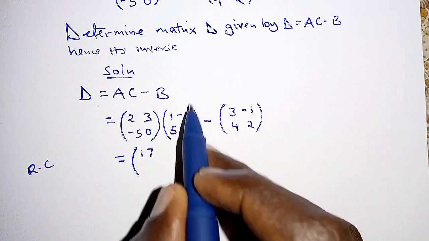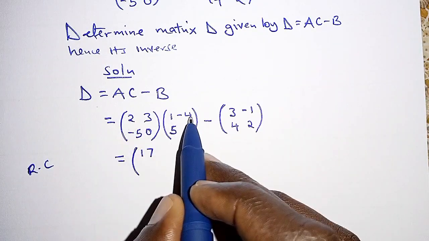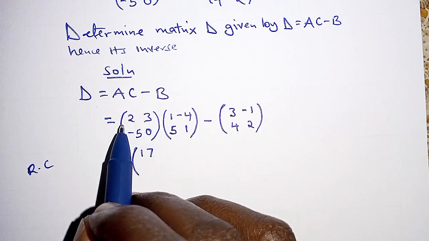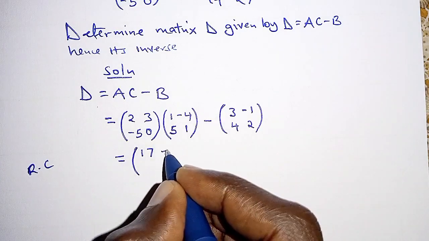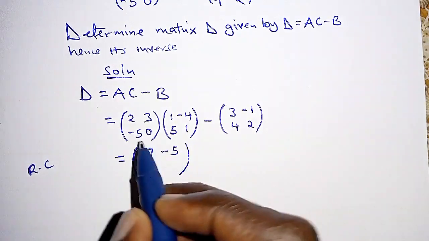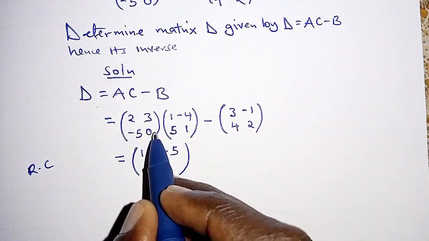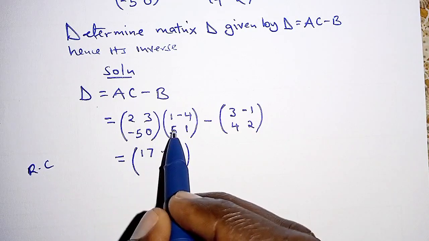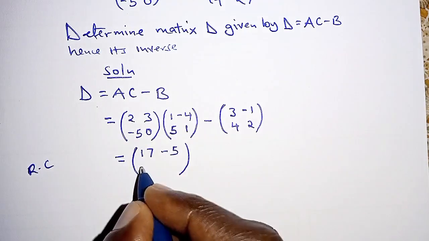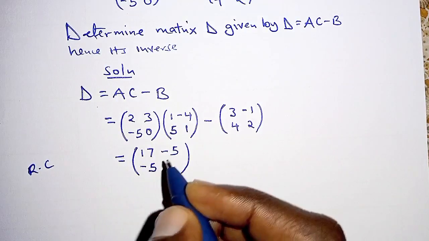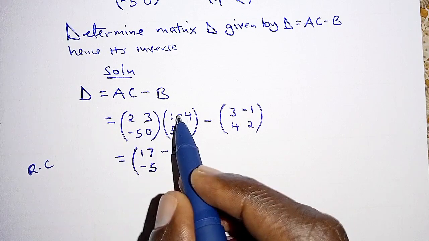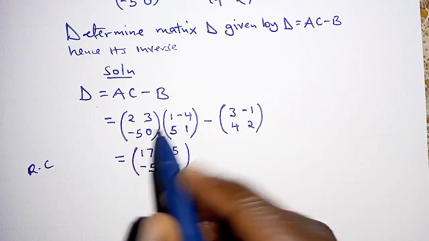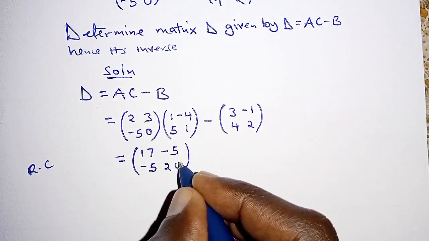Again, row by column, 2 by negative 4 is negative 8, 3 by 1 is 3, and therefore negative 8 plus 3 is negative 5. Applying the same to the second row of the first column, negative 5 by 1 is negative 5, 0 by 5 is 0, add, we get negative 5. Negative 5 by negative 4 is positive 20, 0 times 1 is 0, add, we get positive 20.